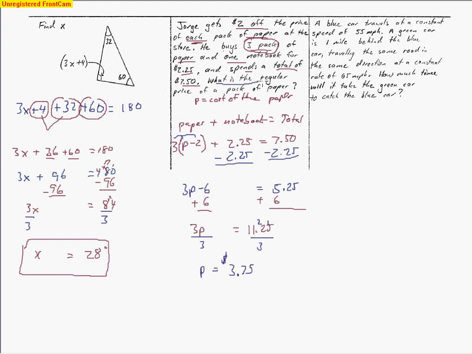So what is the regular price? That means before it was reduced. So that would be our answer. If we wanted the reduced price, we'd have to subtract $2 from this.